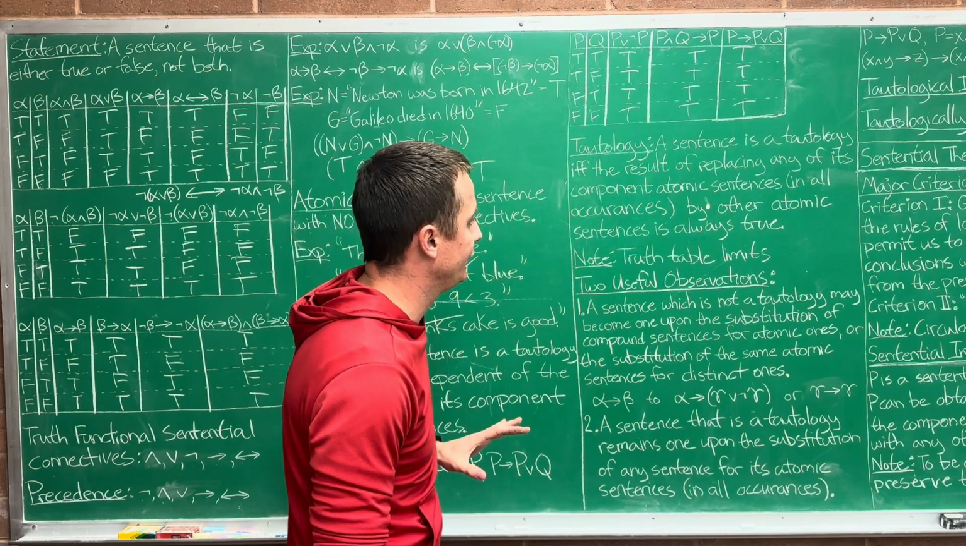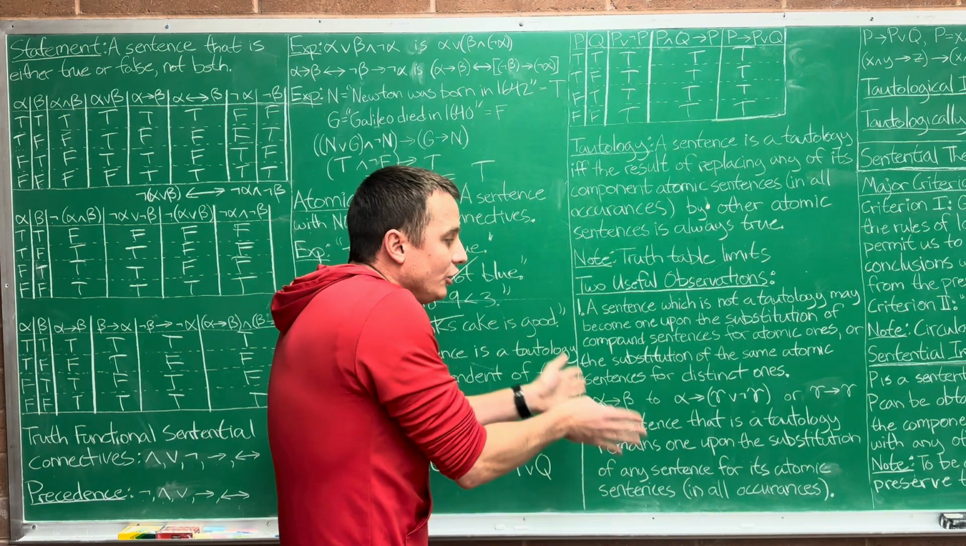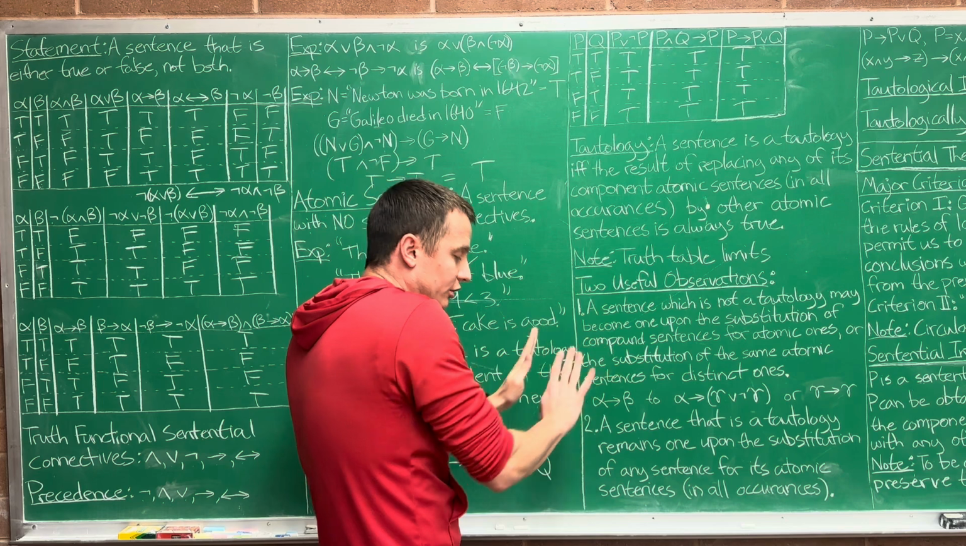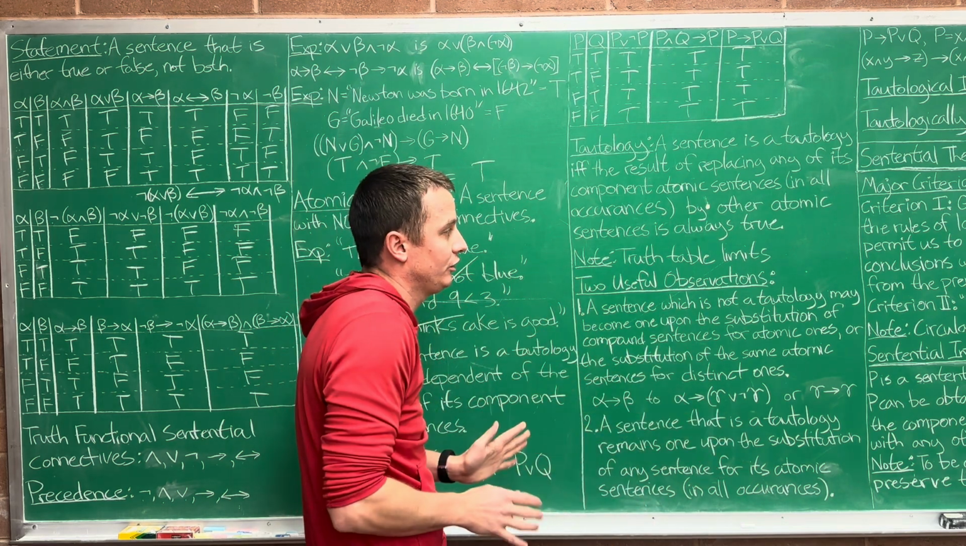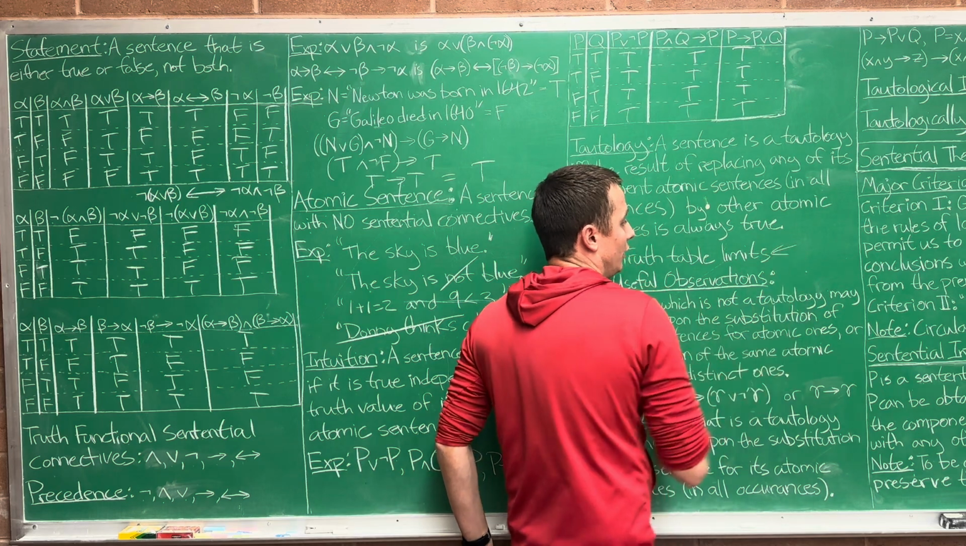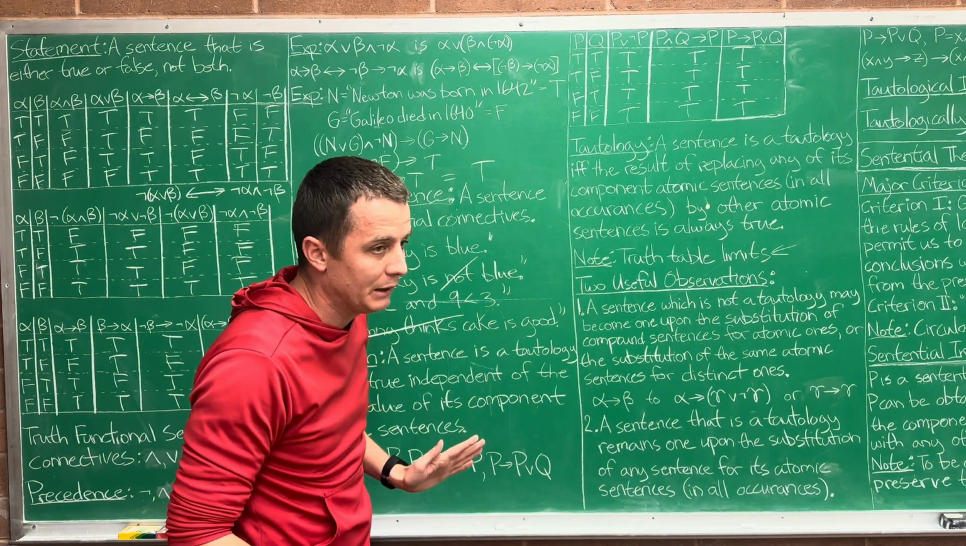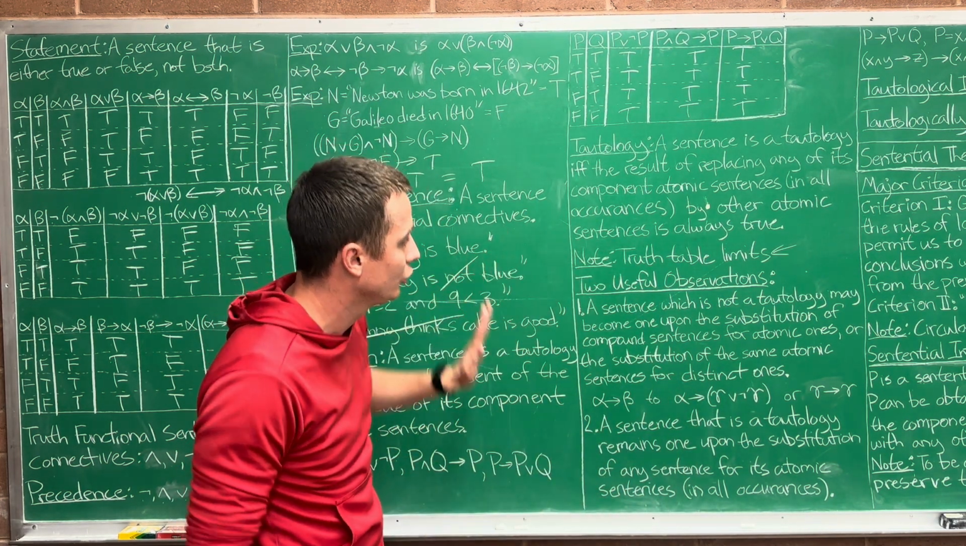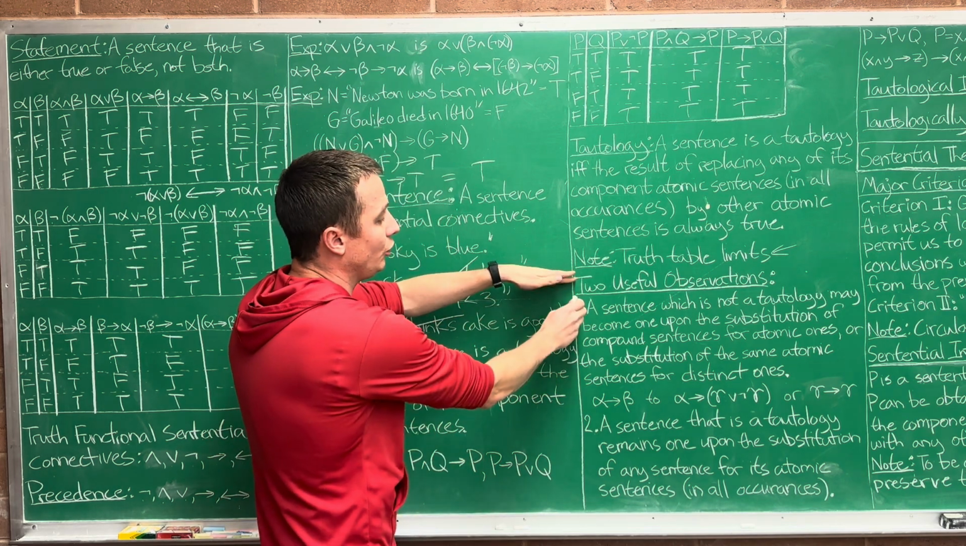So there's our exact definition of a tautology. If, no matter how you replace its atomic sentences, as long as you replace it in all occurrences, the result is still true, you have what's called a tautology. And we already talked about the limitations of truth tables. We can't prove everything with truth tables. We can't prove all tautologies with truth tables. Great place to start though. So now, two useful observations.